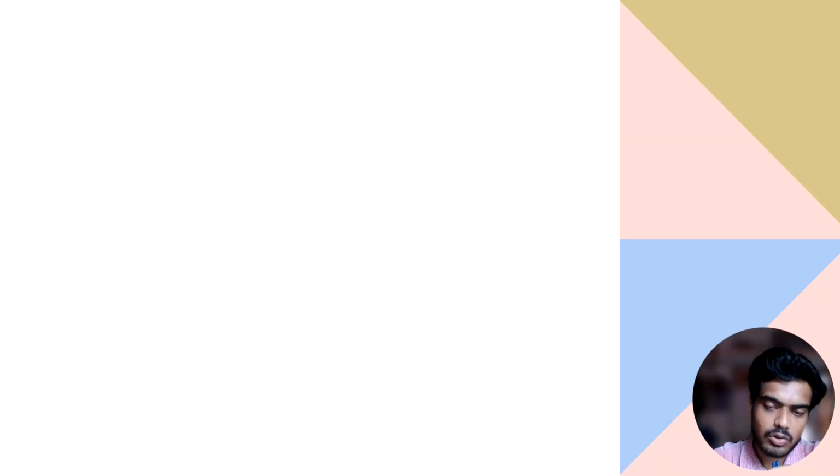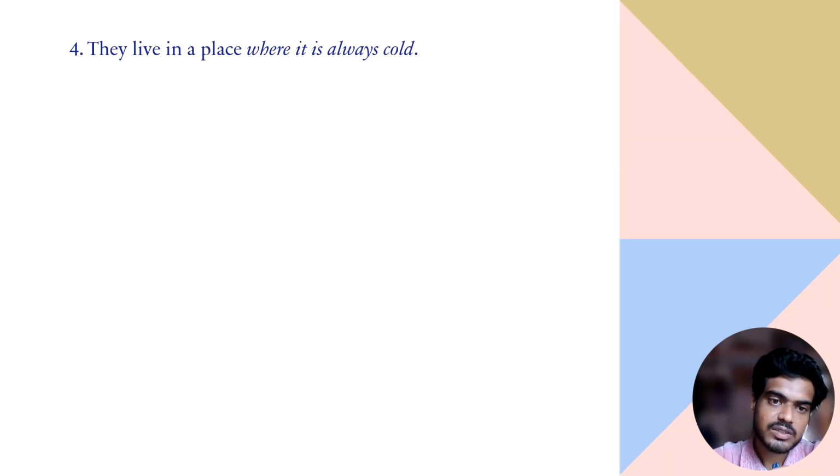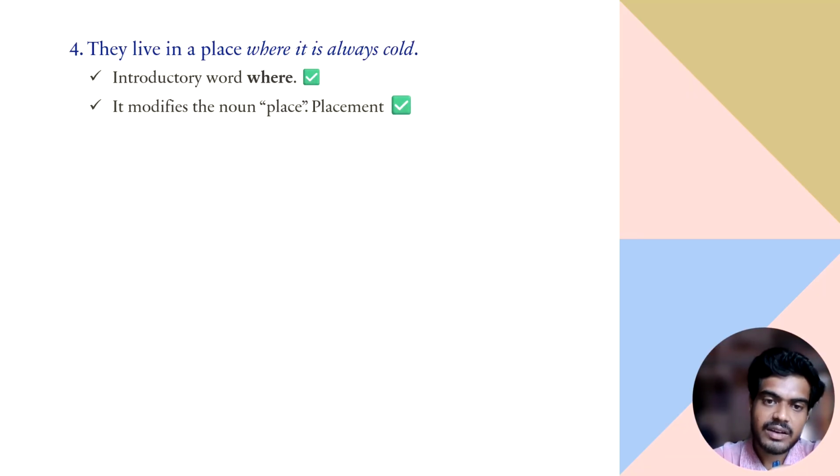Next we have also some questions. First, they live in a place where it is always cold. So what are the tests we can run here? First, we can check the introductory word where, and then we can check that it modifies the noun place. Okay, so the noun place is modified by this clause, and we can easily say that it is an adjective clause.